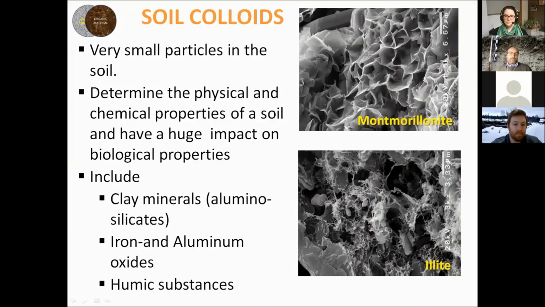So in the soil, there are some very small particles that determine the physical and chemical properties of a soil, but also have a huge impact on living matter. They are called the soil colloids. Clay often consists of three-dimensional sheets of aluminosilicates. Often they are like the sheets of a book, right? There are also clays that are non-crystalline, but we don't worry about them. They are usually formed from volcanic ash.